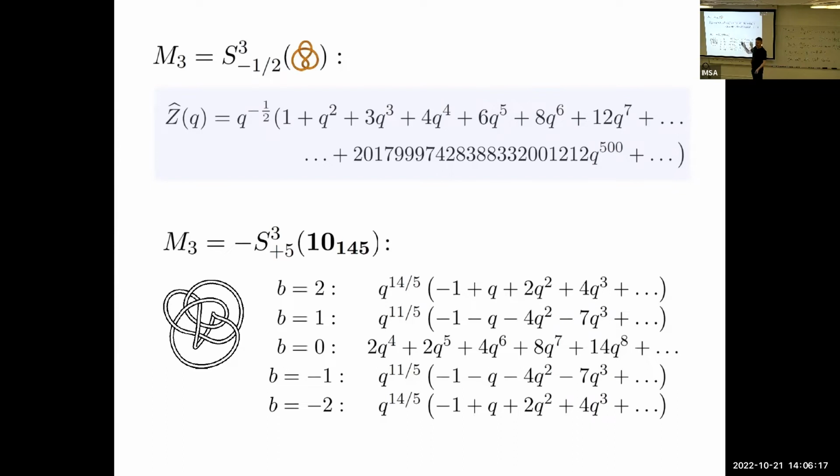The question is, what are these coefficients? Basically, your question: what are they counting? What are we looking at? So let's go back to the question asked in the beginning. What kind of function of Q do we get starting with initial data of a decorated graph like this?